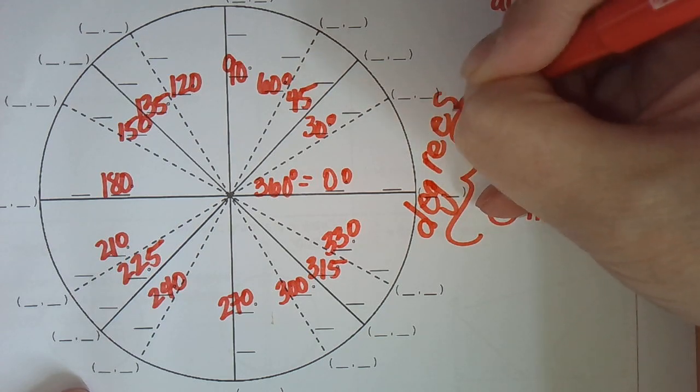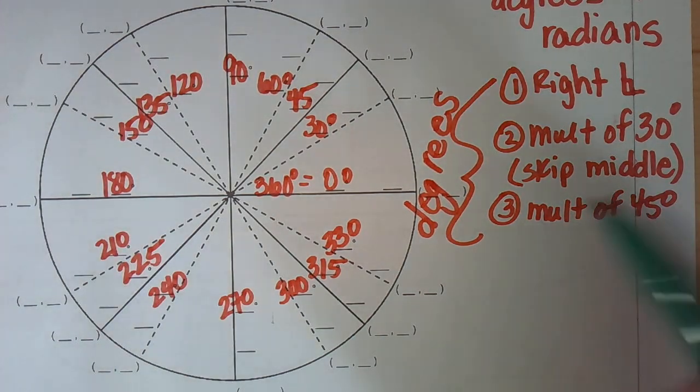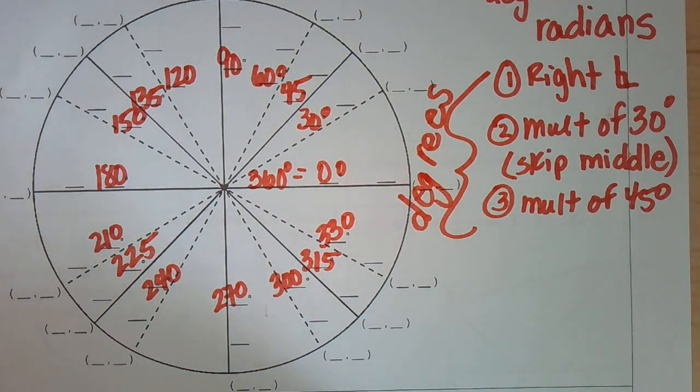And you don't have to do it that way. You can do it a different way. If you memorize them, go for it. If you can fill them in up and around all at once, go for it. Okay, now we need the radians.